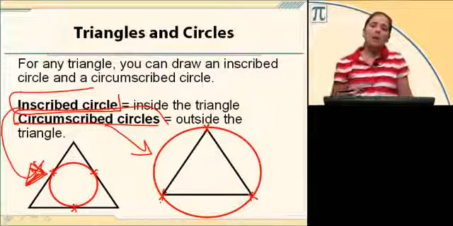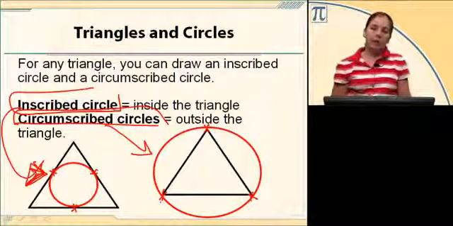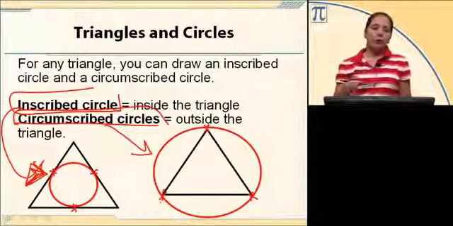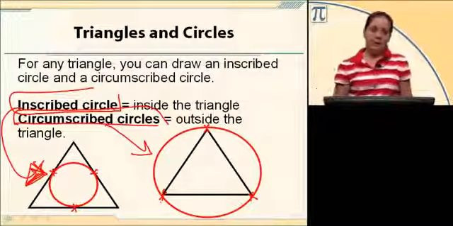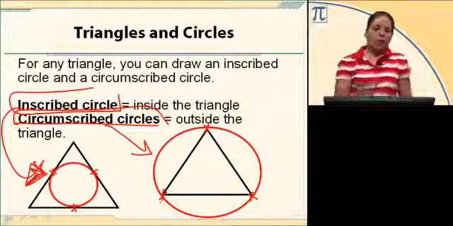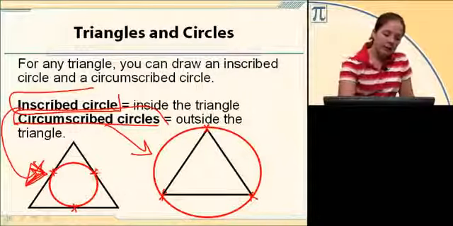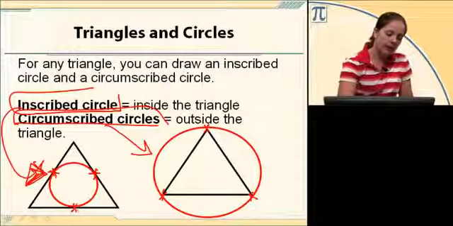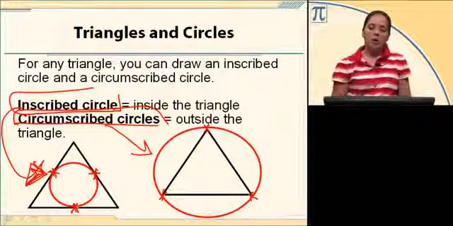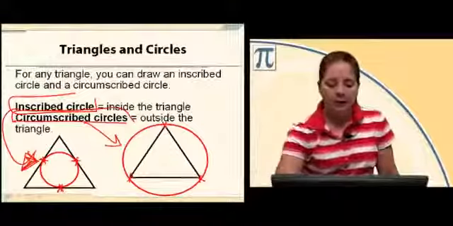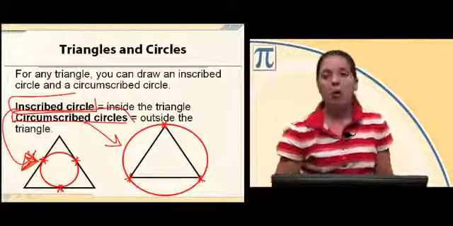So inscribed circle is inside the triangle. Circumscribed circle goes on the outside of the triangle. Inscribed circles touch the sides, each side one time. Circumscribed circle, each vertex is a point on the circle.